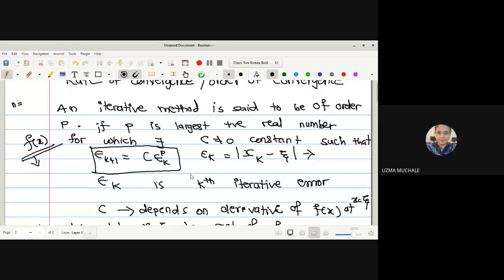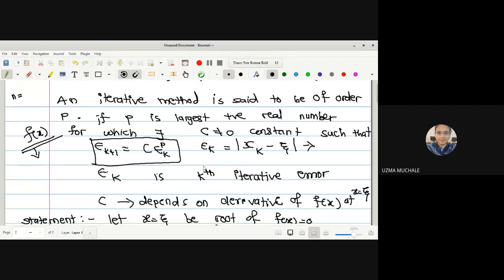So, what is the order of convergence? The rate of convergence is said to be of order p if there exists a constant c which satisfies this condition, that is the error at k plus 1th stage is equal to c times the error at kth stage raised to p.